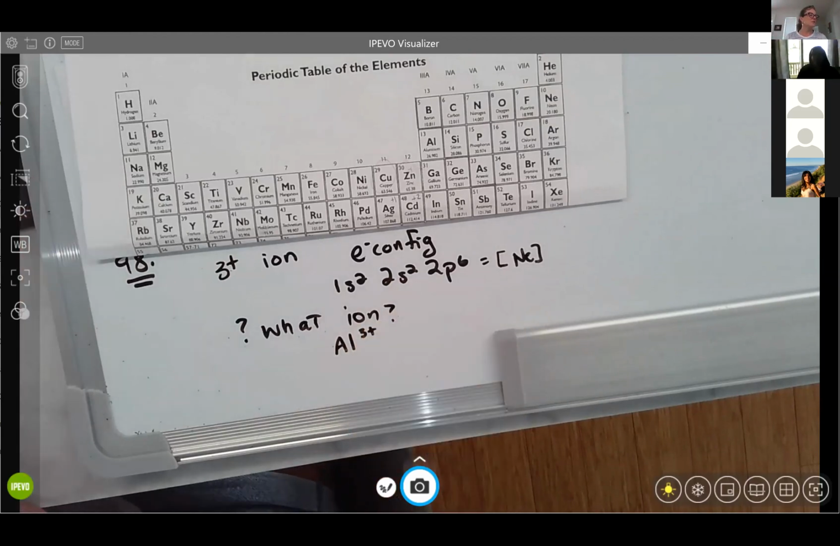Oh yeah, good job, Drew. And so when an ion is requested, make sure that you indicate the ion symbol, which would be aluminum 3+. And you could just type it in like Al 3+. Yes, David, you can go.